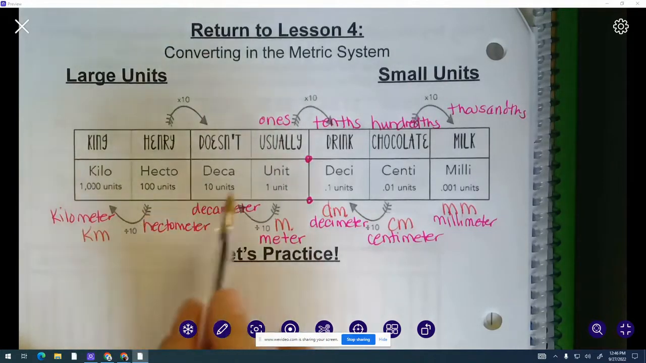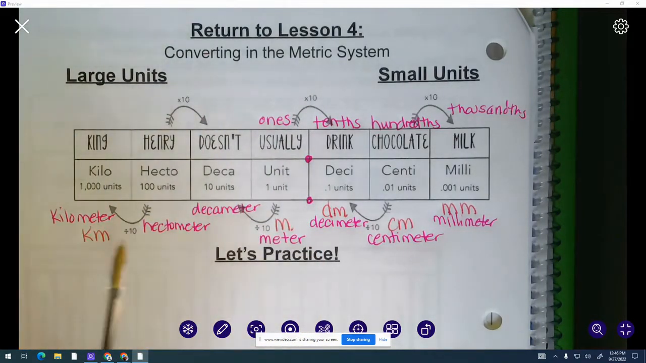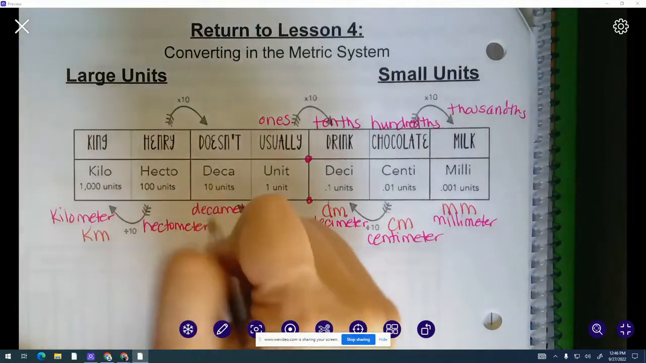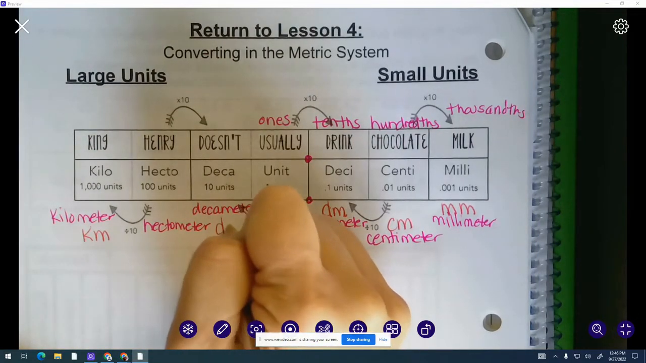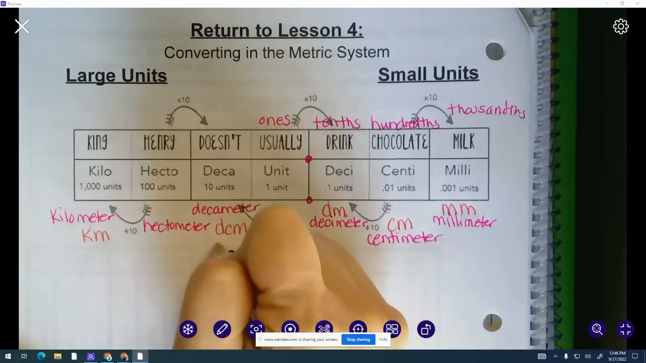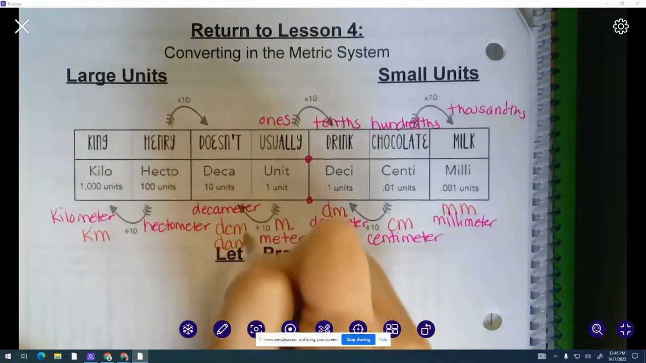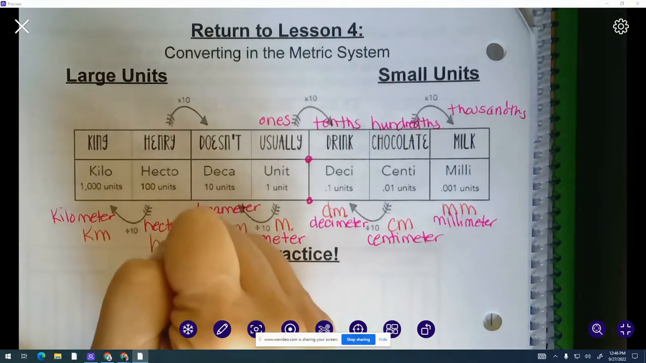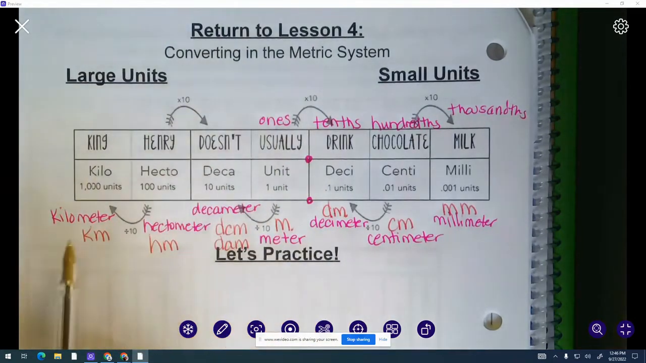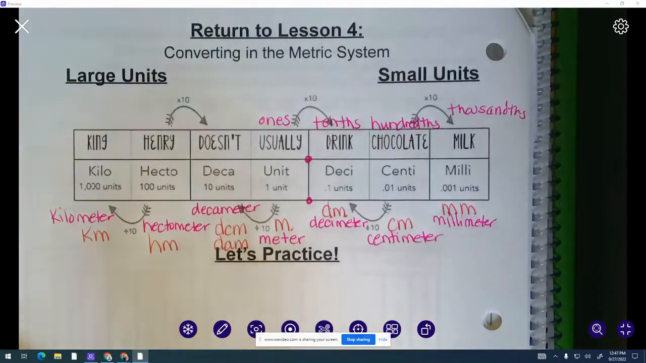Now, hectometer and decameters, I have seen different ways to abbreviate them. Decameter can be a dcm. I've also seen it as a dam. Hectometer, I've seen it as an hm. So these are the abbreviations we'll see.